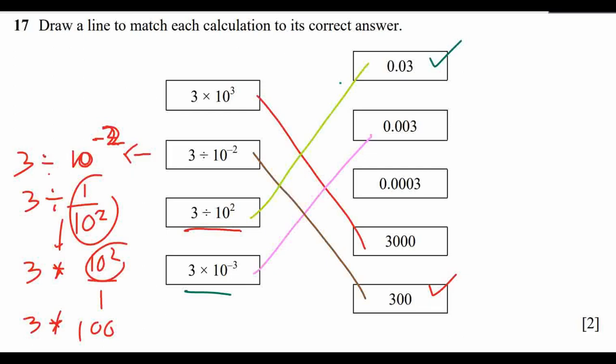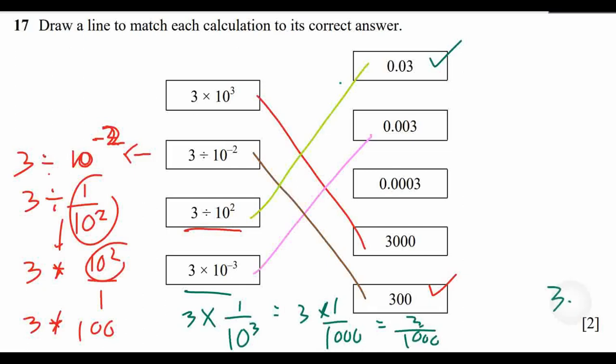3 times 10 to the power of negative 3. So 3 times 10 to the power of negative 3 is 1 over 10 cubed. That equals 3 times 1 over 10 cubed, which is 1000. It means it goes to 3 divided by 1000. So if we have 3 divided by 1000, 3 is the same as, then we put the decimal here.